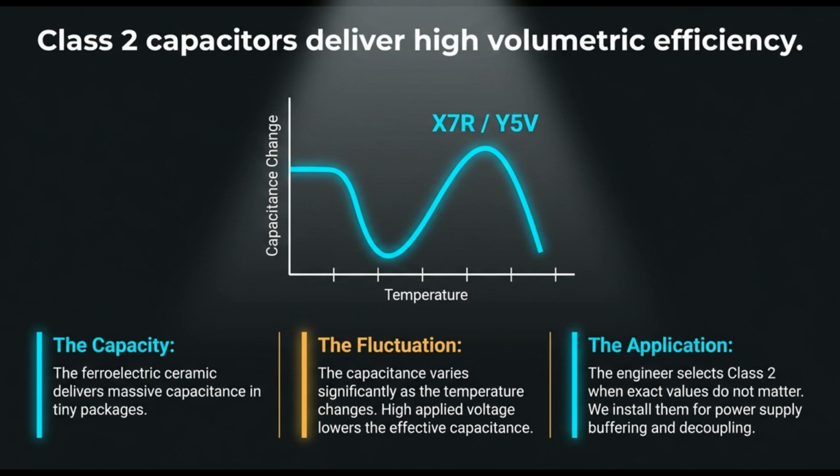Class 2 capacitors, such as X7R or Y5V, deliver high volumetric efficiency. The ferroelectric ceramic delivers massive capacitance in tiny packages. However, capacitance varies significantly with temperature. Engineers select Class 2 for power supply buffering and decoupling when exact values do not matter.